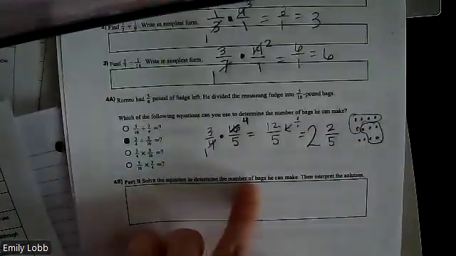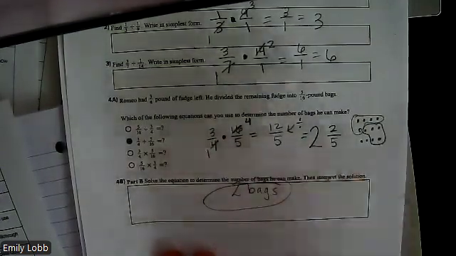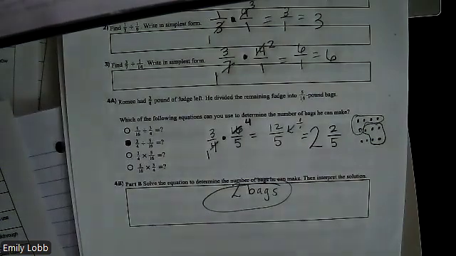So solve the equation to determine the number of bags he can make. How many bags can he make? 2 bags. Right? Real life means we're not making parts of bags.